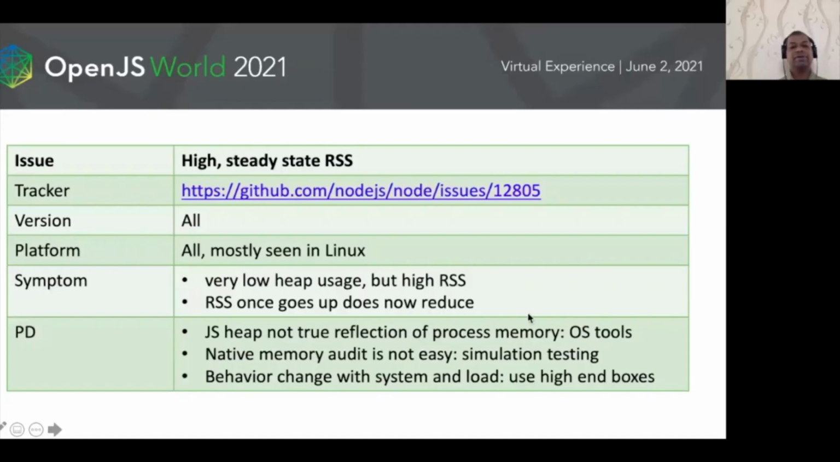All right, so here is our first topic. The title says high and steady state RSS. What is RSS? It stands for resident set size. Here, size would mean the memory size.